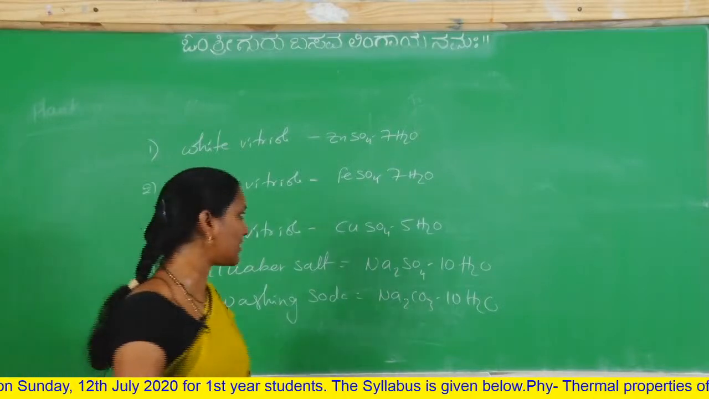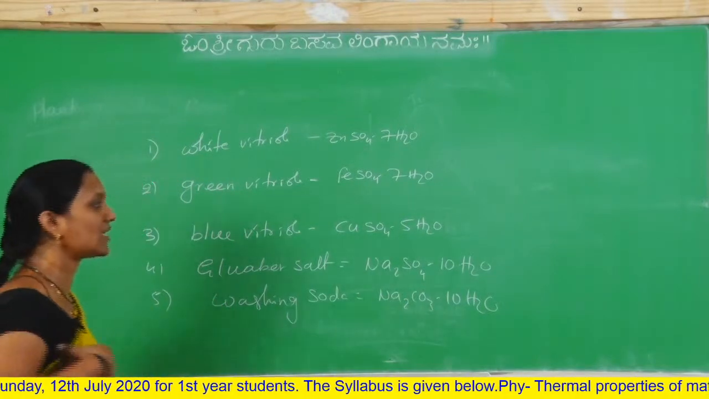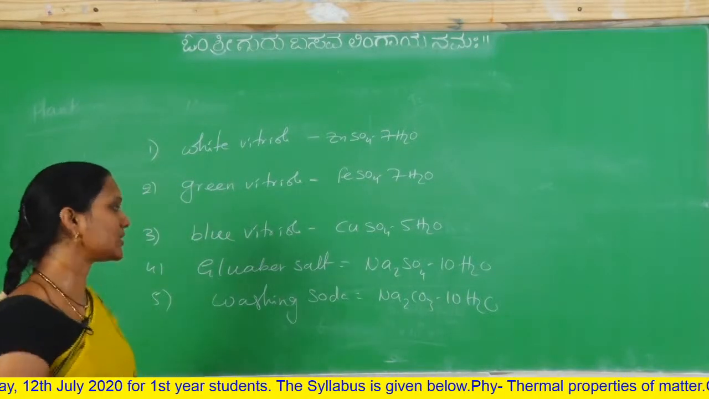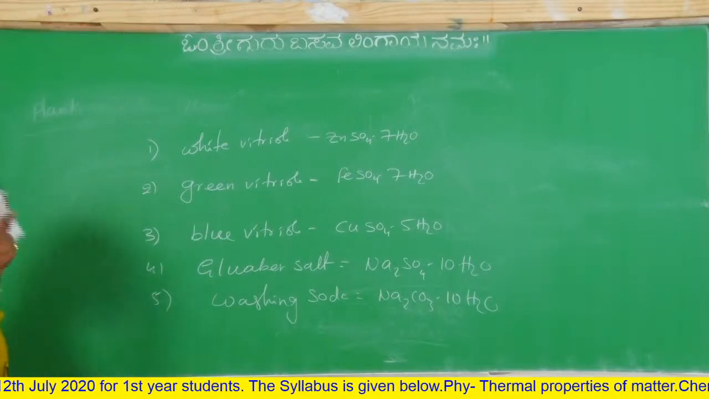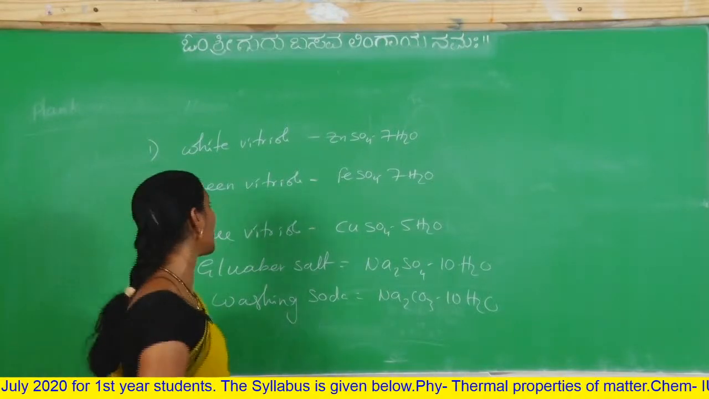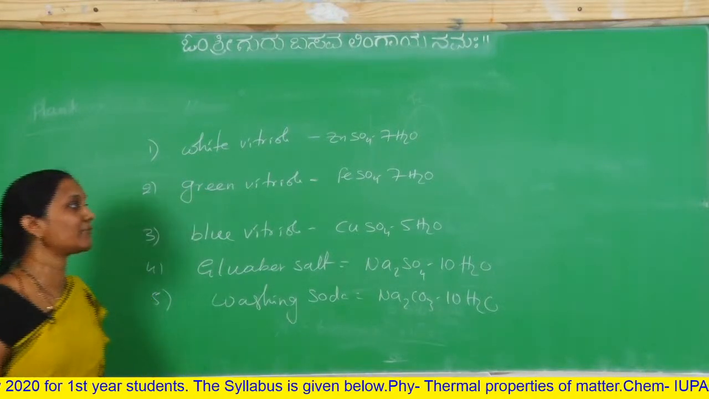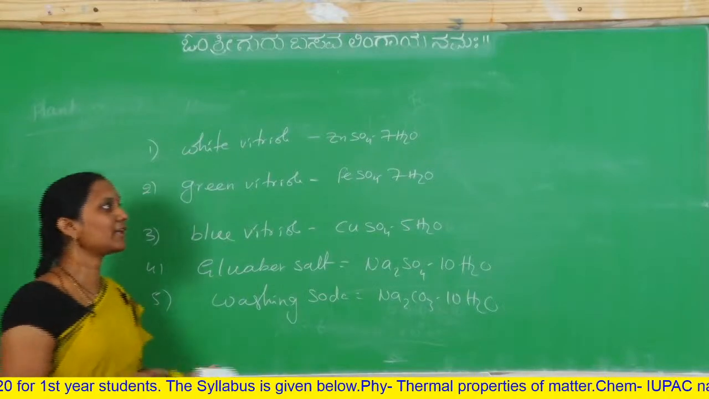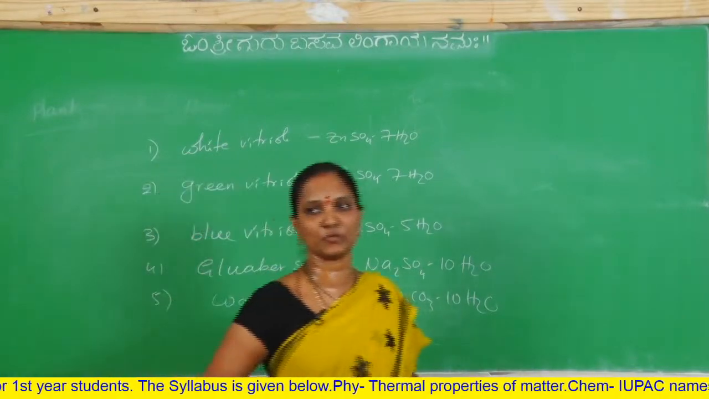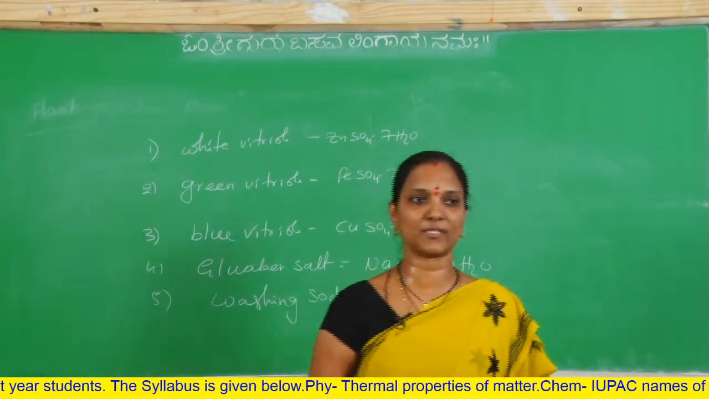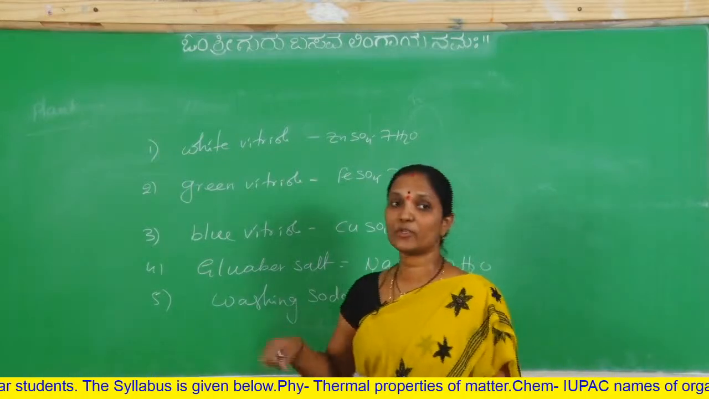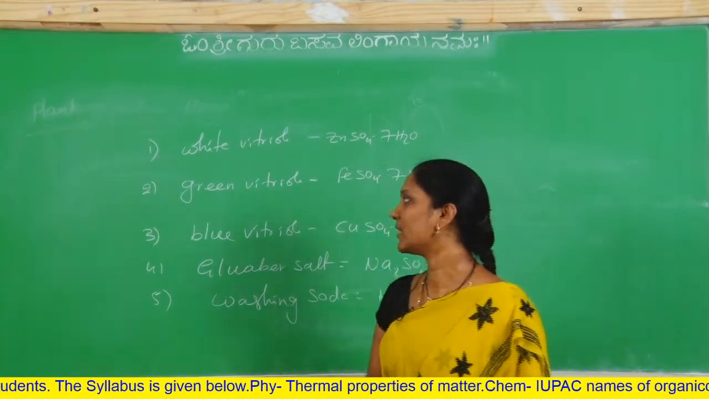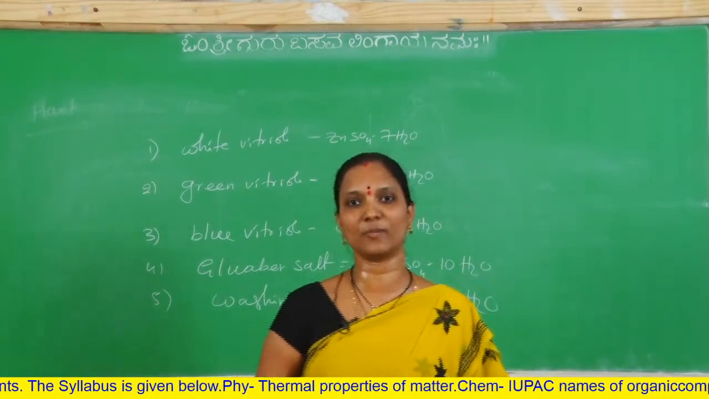Today's common names are hydrated. Glauber's salt Na2SO4 10H2O. Washing soda Na2CO3 10H2O. Blue vitriol CuSO4 5H2O. Green vitriol FeSO4 7H2O. And white vitriol ZnSO4 7H2O. This is about five common names. So daily you should revise all the common names from the beginning, then you can remember. So, continuation tomorrow. Thank you.